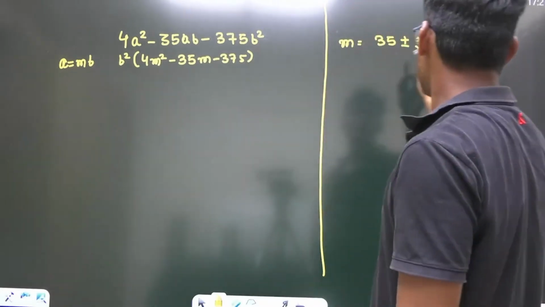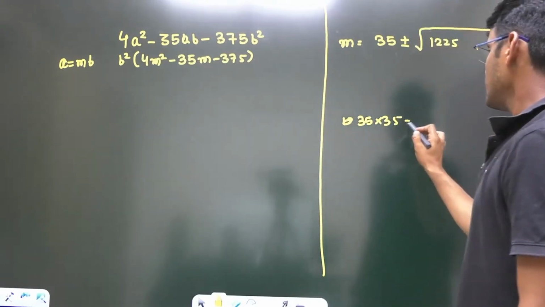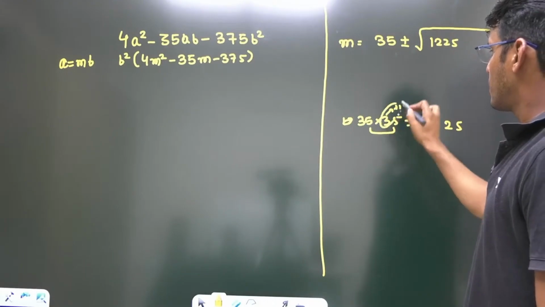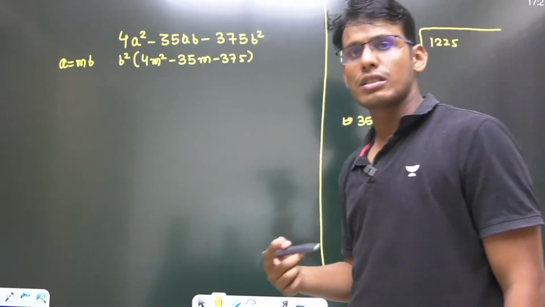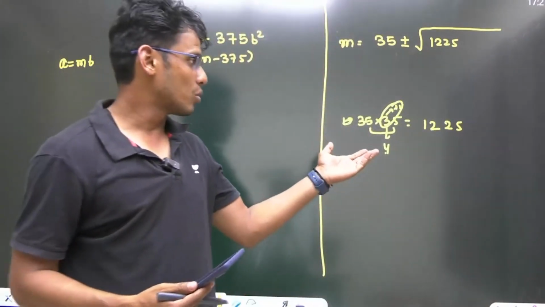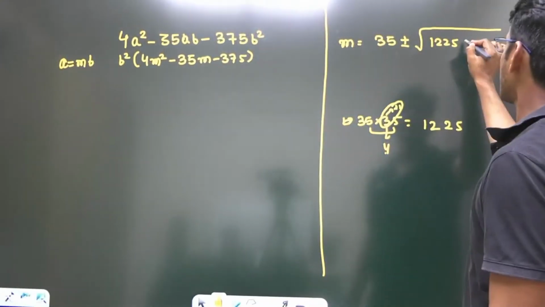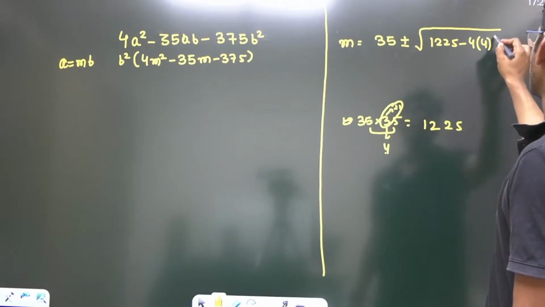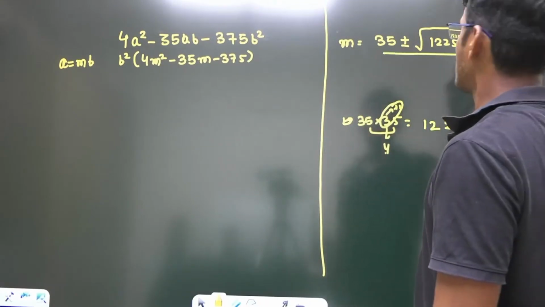35 square is 1225. How do I know it? Let me tell you, right? 35 into 35. There's a technique to it, right? 5 5s are 25. You just add 1 here, it becomes 4. 4 times 3 is 12, right? So this is one way to go. I don't know, like it is Vedic math or something, but this is how it goes. Minus 4 AC. Minus 4 times A is 4, 375 minus 375. Okay, upon 2A.